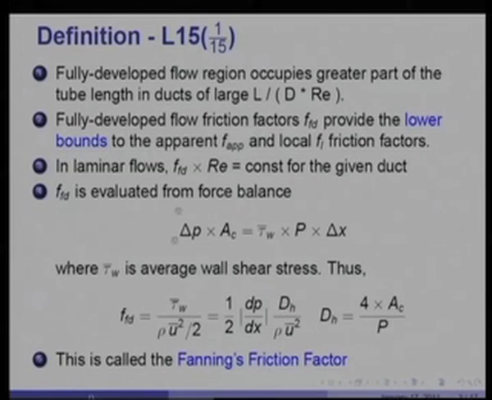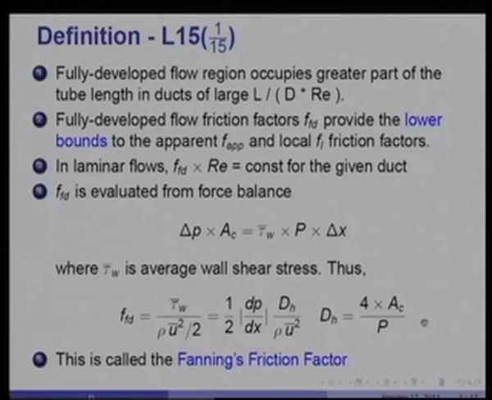Now, you know that the friction factor is the ratio of shear stress divided by kinetic energy, which we in this case define as rho u bar squared by 2, where u bar is the mean axial velocity. And from this relationship, it will be obvious that it would become 1 by 2 modulus of dp dx times d_h by rho u bar squared. I have put a modulus to remind that dp dx is negative in any ducted flow. The hydraulic diameter d_h is 4 times area of cross section divided by perimeter of the duct. In this definition, friction factor is called the Fanning friction factor, named after Fanning.